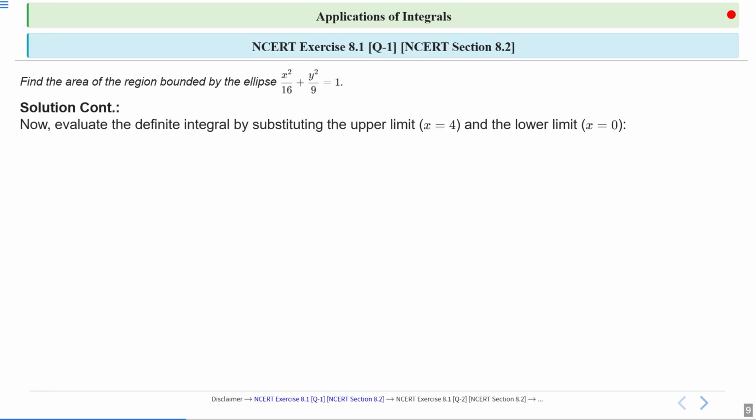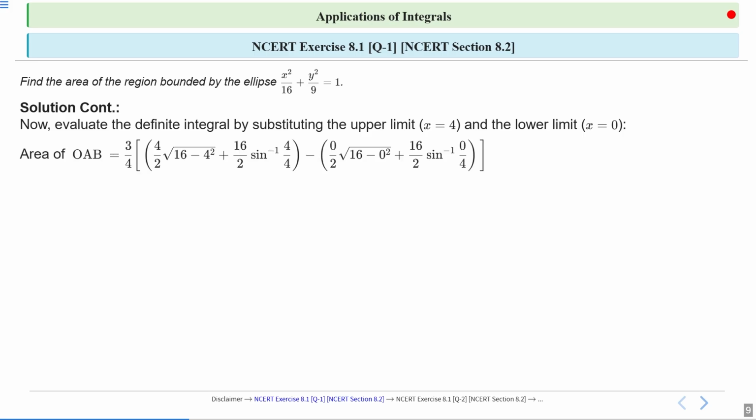Now evaluate the definite integral by substituting the upper limit and the lower limit. So the area of OAB is 3 by 4 times, 4 by 2 root under 16 minus 4 square plus 16 by 2 sine inverse 4 by 4, minus 0 by 2 root under 16 minus 0 square plus 16 by 2 sine inverse 0 by 4. When we simplify, we get 3 by 4 times, 2 root under 16 minus 16, that is 0, plus 8 sine inverse 1, minus 0 plus 8 sine inverse 0.